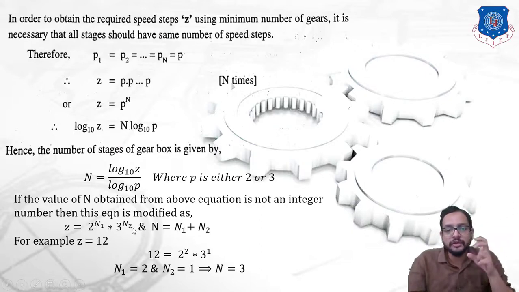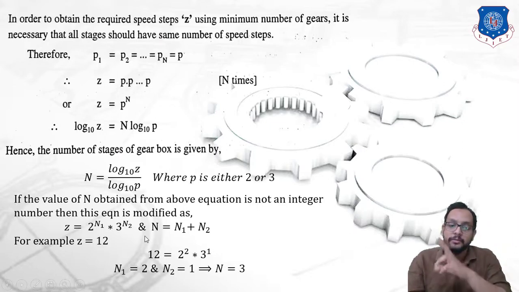Now, if the question comes that how much would be the total number of stages? So you would say that n would be equal to n1 plus n2. So this is the total number of stages in our multi-speed gear box.